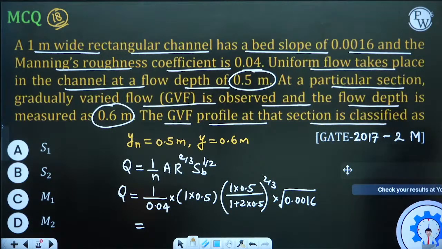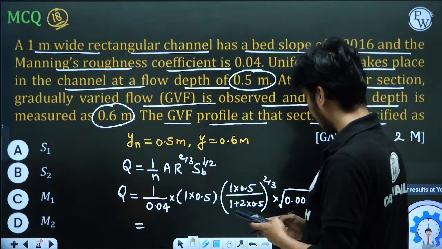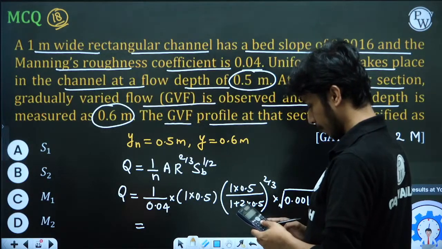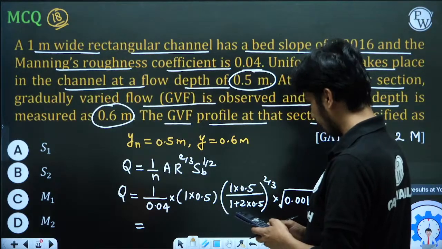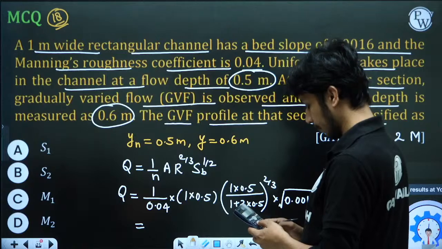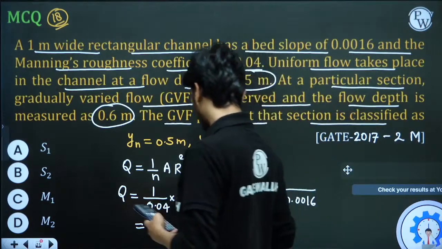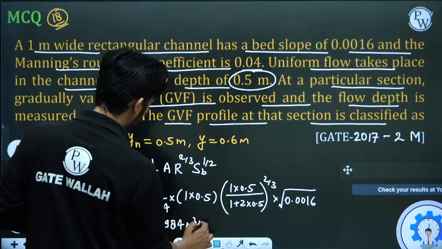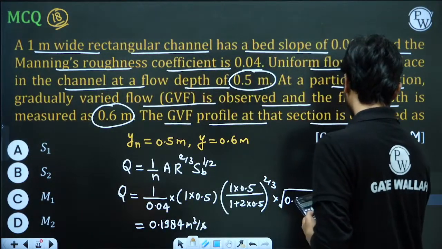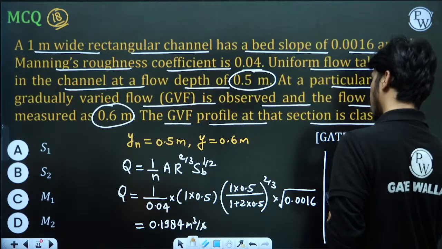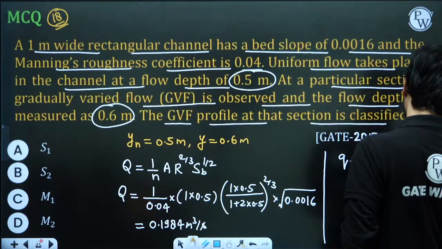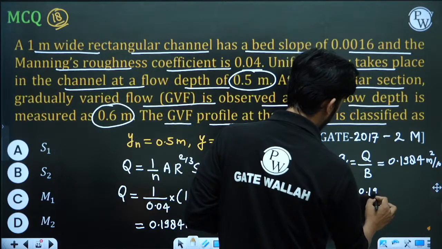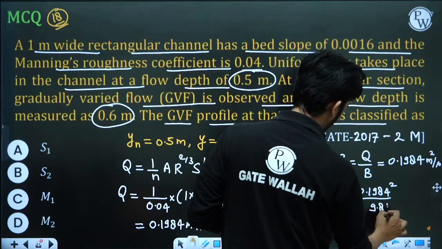Let us check. How much is this coming? 0.1984. So discharge per meter width will also be 0.1984, because B is 1 meter, meter square per second. So Yc will be equal to how much? 0.1984 square upon 9.81, raised to the power 1 by 3.